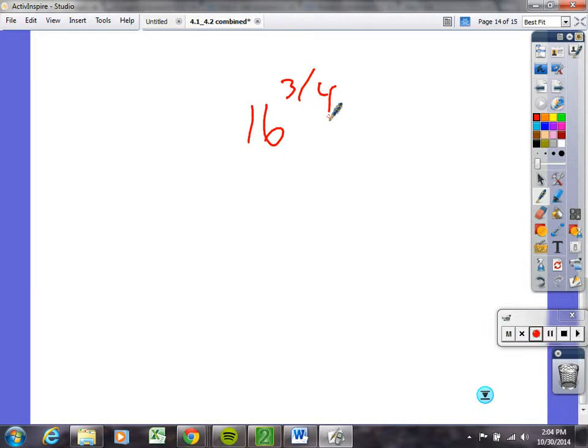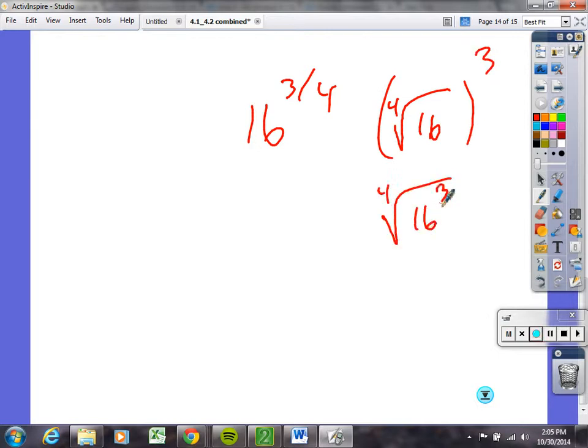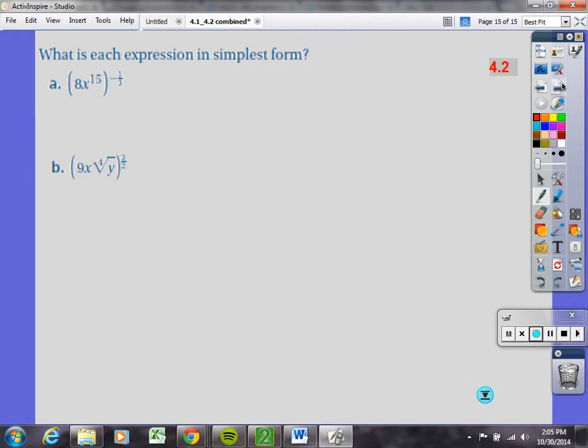What does that 4 on the bottom mean? The fourth root, right? So it's the fourth root of 16 cubed. I would prefer to do this one first, correct? Because what is the fourth root of 16? 2, and 2 cubed is 8. Make sense? Okay. Next one. That's it. We're done.